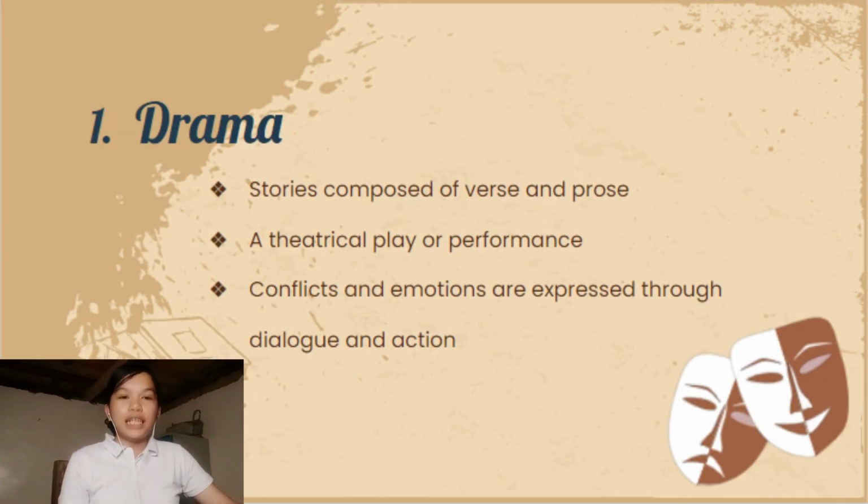After discovering the definition of literature, we are now down to the list of literary genres. And the first one here is drama. So drama is composed of verse and prose. It is a theatrical play or performance. So literally, the conflicts and emotions are expressed through dialogue and action.